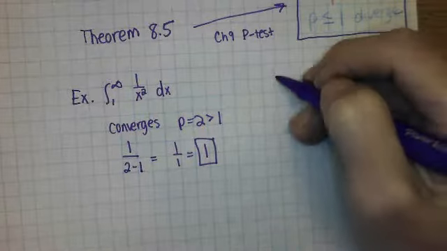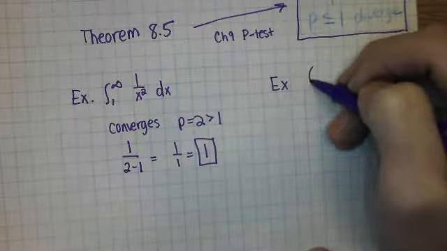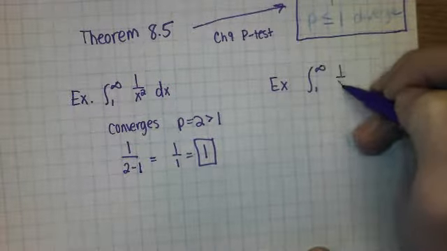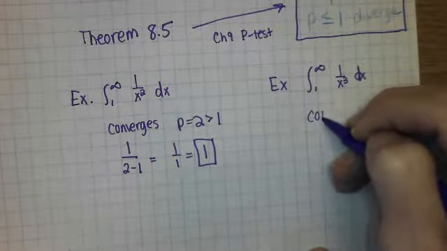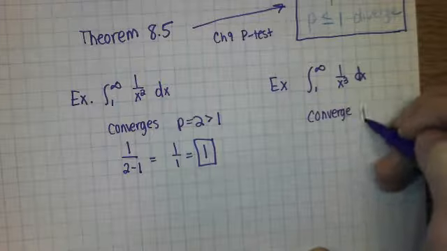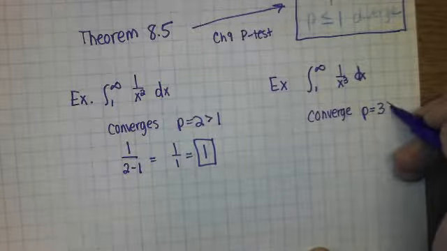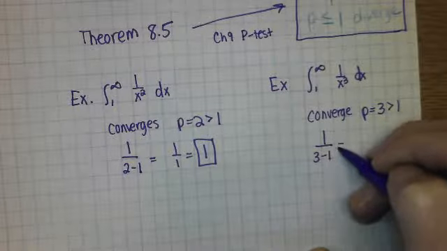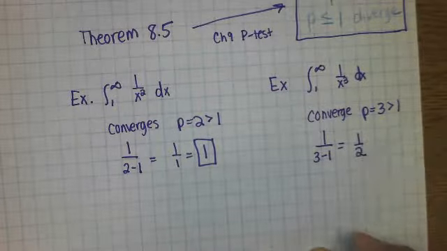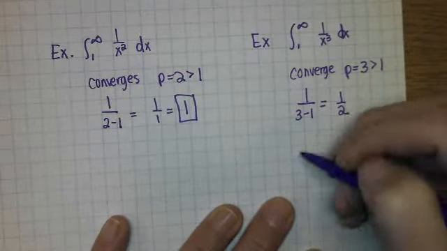So if I had, for example, the integral from 1 to infinity of 1 over x cubed dx, again, we can say, hey, this is going to converge because the p-value equals 3, which is greater than 1, and the area is going to be 1 over 3 minus 1. The area there will be 1/2. Now, we could, of course, check it.